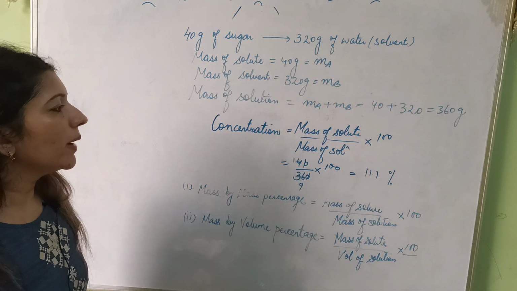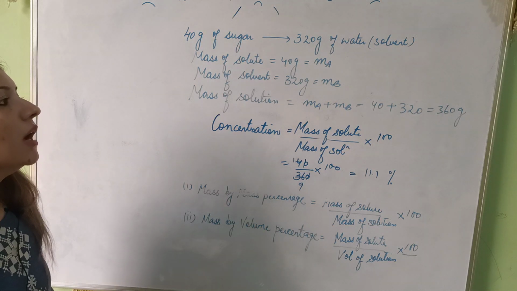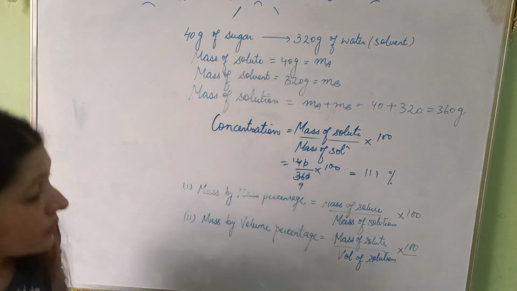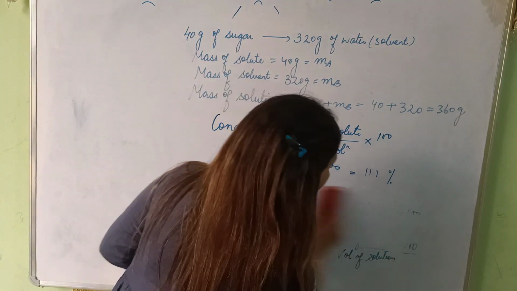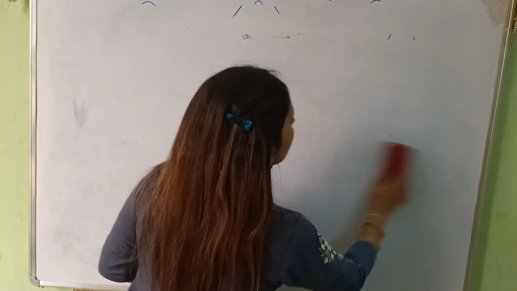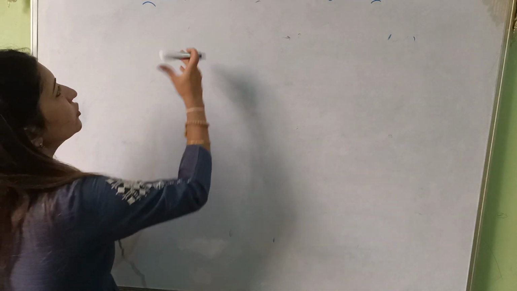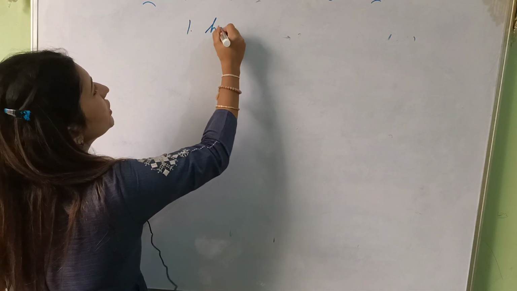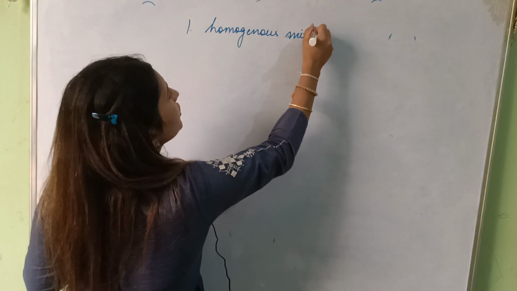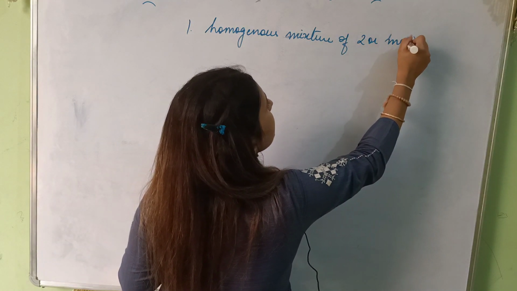So I'll quickly wind up the topic solutions. We'll discuss the properties of solutions. Properties. Now solution, it is a homogeneous mixture of two or more substances. Let me quickly write it down for you. Now what is a solution? It is a homogeneous mixture of two or more substances.